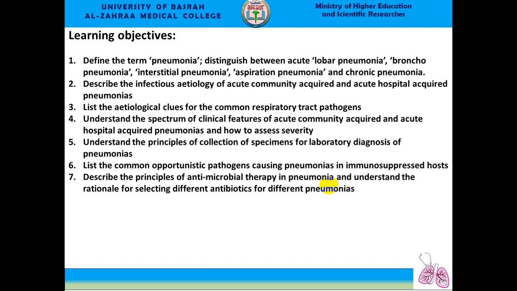And then I will list the common opportunistic pathogens causing pneumonia in the immunosuppressed host. And finally, I will describe in principle the antimicrobial therapy used for the treatment of pneumonia.